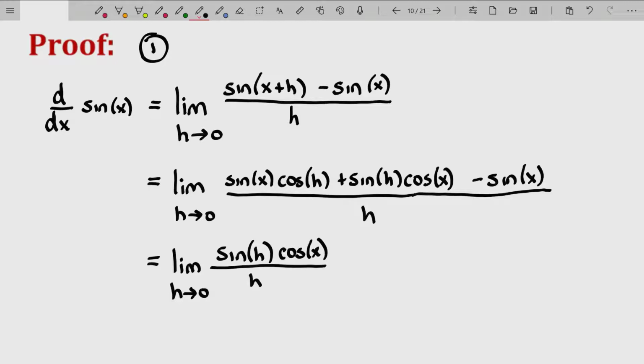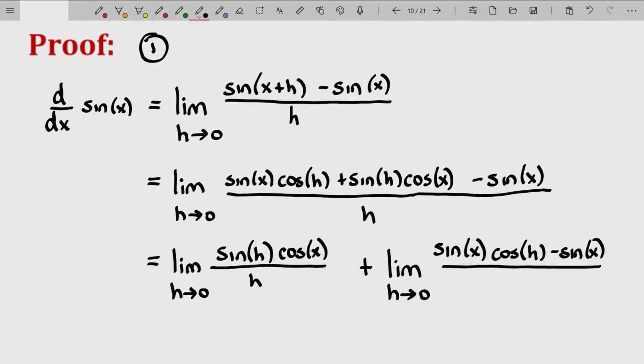And I'll give you a reason why I want to do that, because h is going to 0 and sine of h over h, I know that fraction will turn into the number 1 from our earlier lemma, and that's why we proved those lemmas. The rest of it I'll leave as a single fraction, so plus the limit as h approaches 0 of sine of x cosine of h minus sine of x, and this is all still over h. So far so good, right?